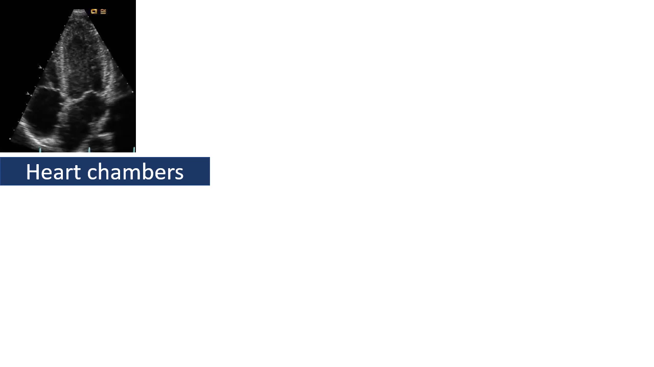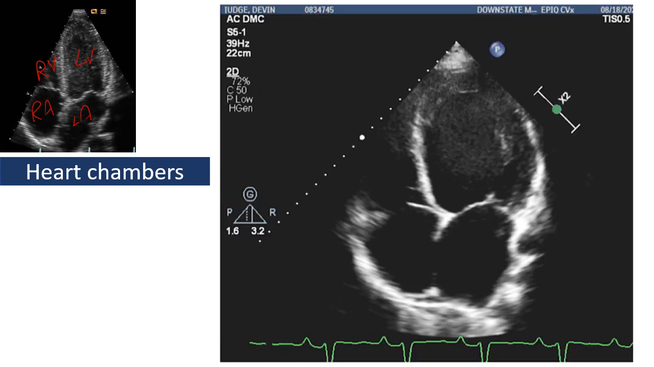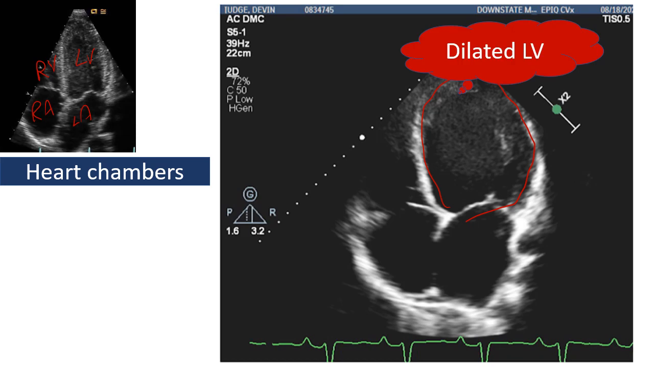Let's start by problems with the heart chambers. I'd like to present the normal apical four chamber view always in front of you. So this is the normal apical four chamber view. Remember, this is the left ventricle, this is the left atrium, this is the right atrium, and this is the right ventricle. And you can compare between this image and this image. If you focus, you will find that the LV here is dilated. So the first impression you can get is dilated LV.